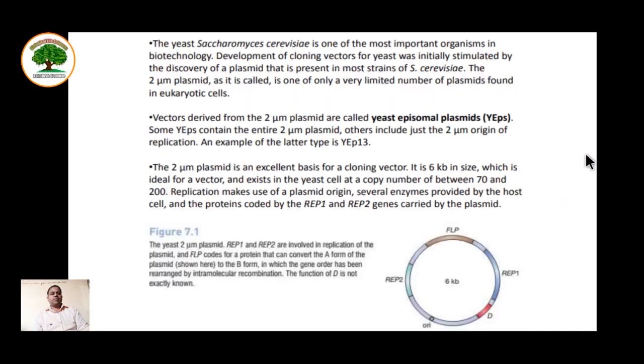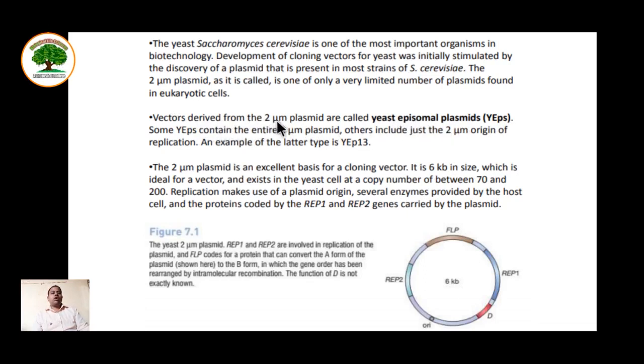Let's see in detail. The yeast Saccharomyces cerevisiae is one of the important organisms in biotechnology. The development of cloning vectors for yeast was initially stimulated by the discovery of a plasmid that is present in most strains of S. cerevisiae. The 2 micrometer plasmid, as it is called, is one of only a very limited number of plasmids found in eukaryotic cells. So this limited plasmid is used to form the YEPs, that is, yeast episomal plasmids, and this can be used as a shuttle vector.